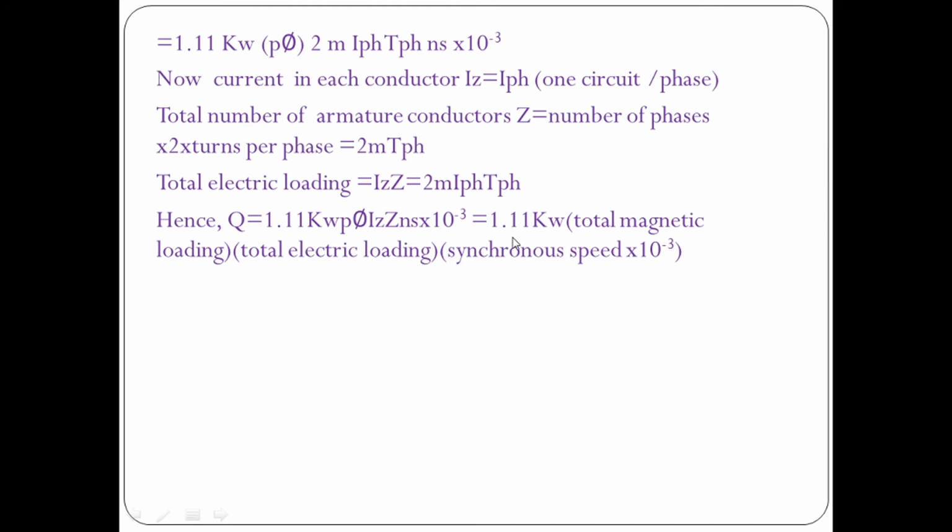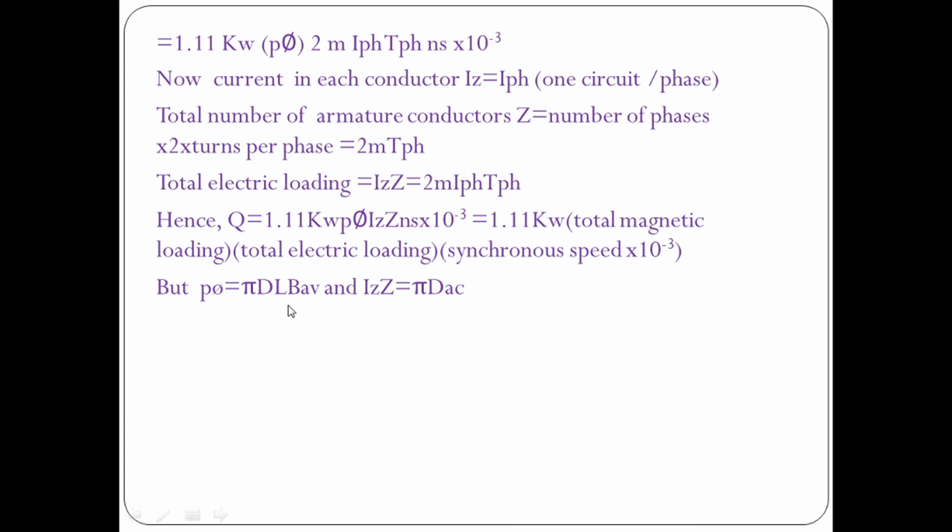So Q is equal to 1.11 kW, where P phi is the total magnetic loading, if you see the definition of total magnetic loading, and Iz into Z is the total electrical loading, and ns is synchronous speed, into 10 to the power minus 3. So that is the value of Q. But P phi is equal to pi dl into BAV.